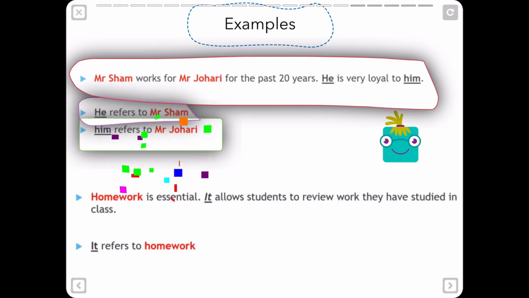And him refers to Mr. Johari. He is very loyal to him. To whom is he very loyal? To Mr. Johari. So him refers to Mr. Johari.